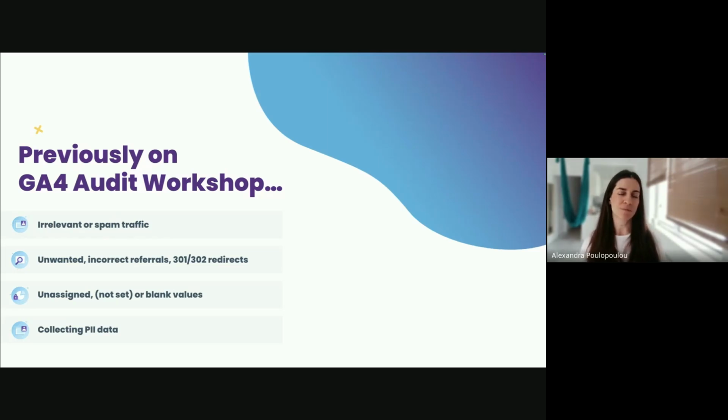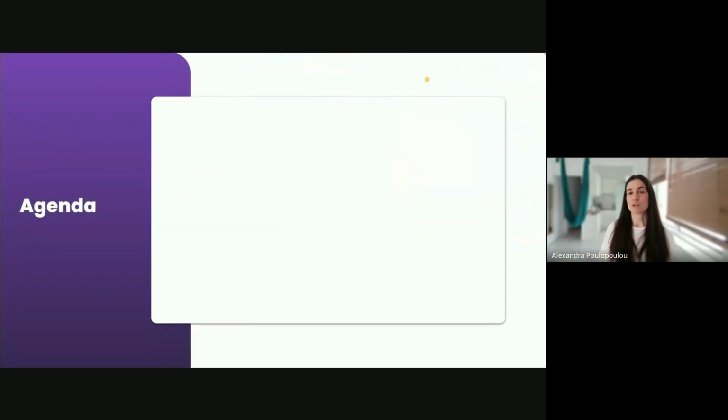So, as mentioned, one year ago we did the GA4 workshop. I wanted to share the content here, so if you see something interesting, you can go back and see these topics. We talked about irrelevant or spam traffic, incorrect referrals or redirects, unassigned and not set traffic, which we also cover a lot today, and PII data that usually makes an appearance in your GA4 reports. Feel free to go and see this as well. It was an incredible workshop from my colleague Arthur. And let's move on to today's agenda.